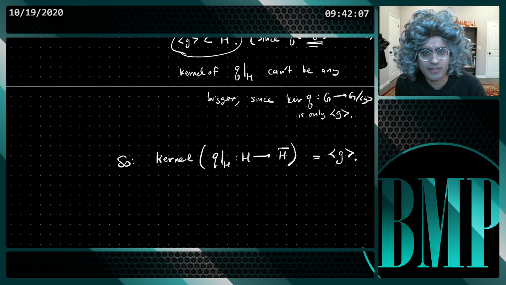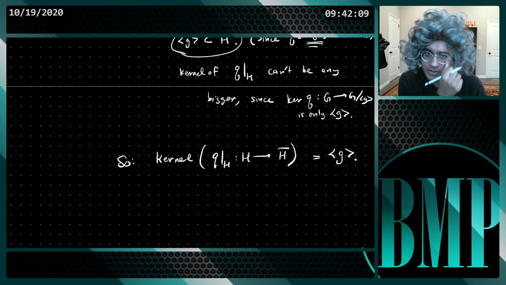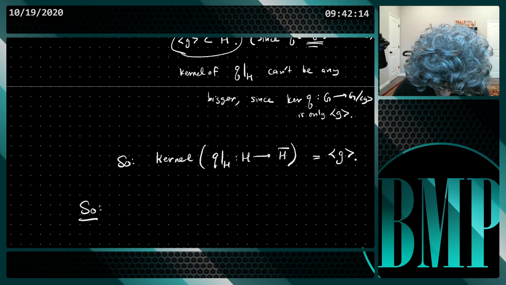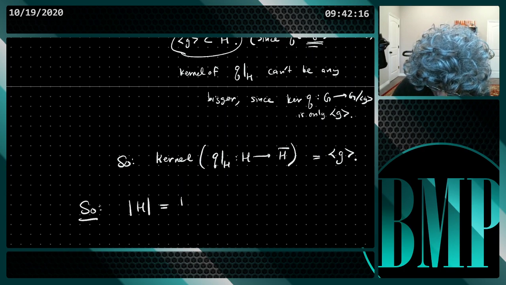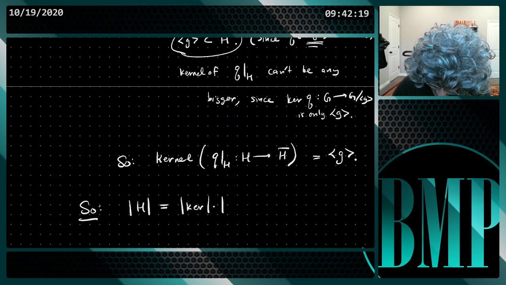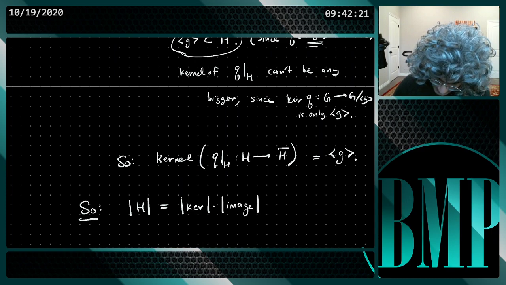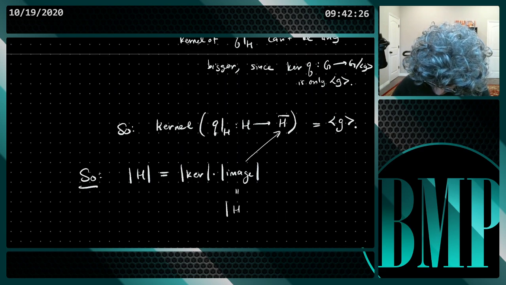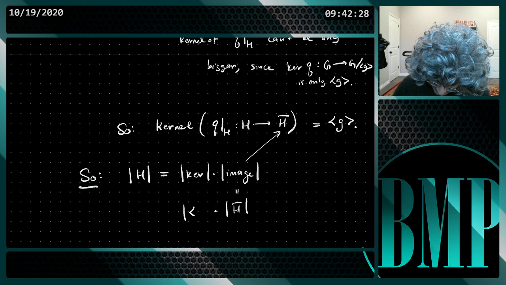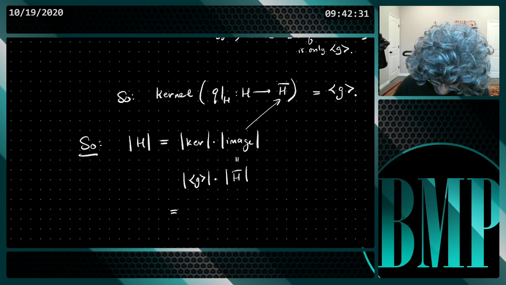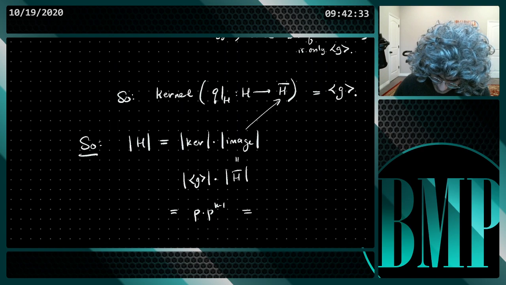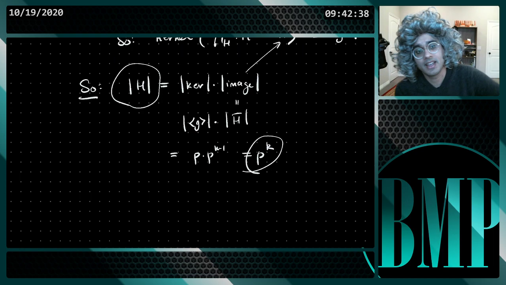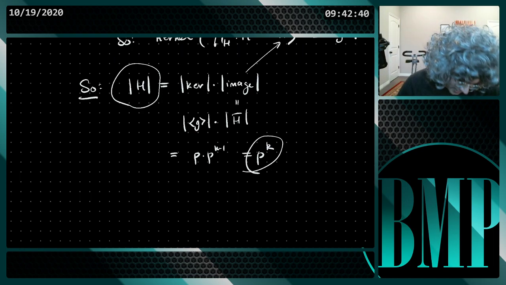Okay, so now we know everything about the size of the group capital H. The size of capital H is the size of the kernel times the size of the image. The image is H bar. And the kernel is the cyclic subgroup. All right? So there you go. We've produced a subgroup of size p to the k, which was the objective.